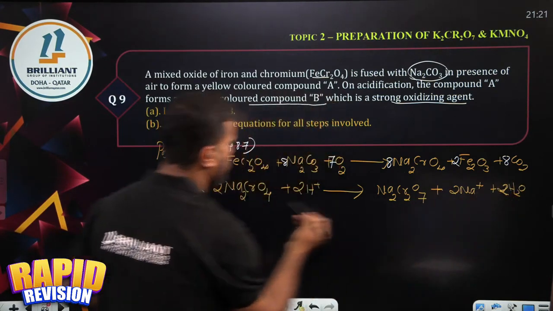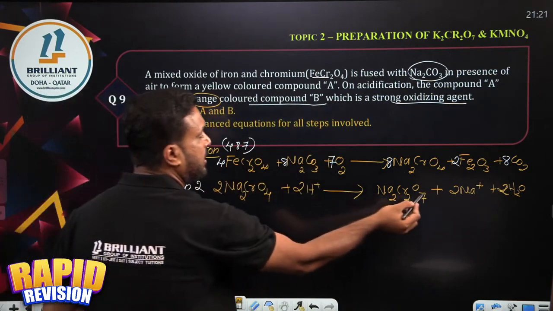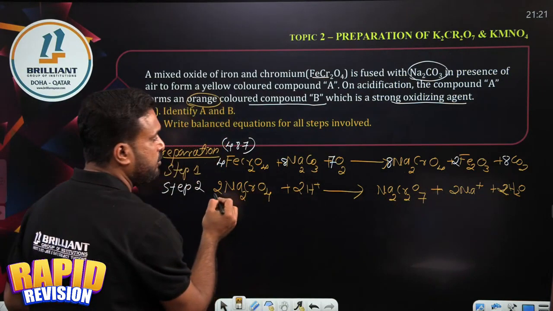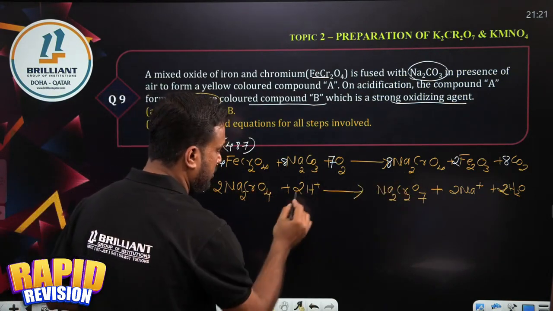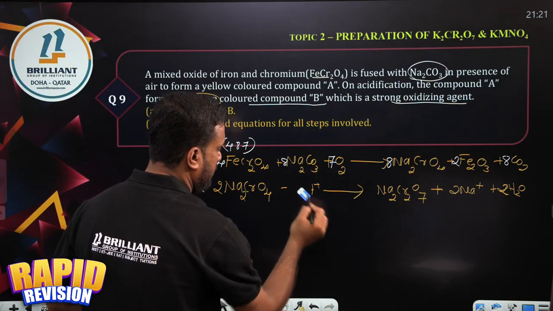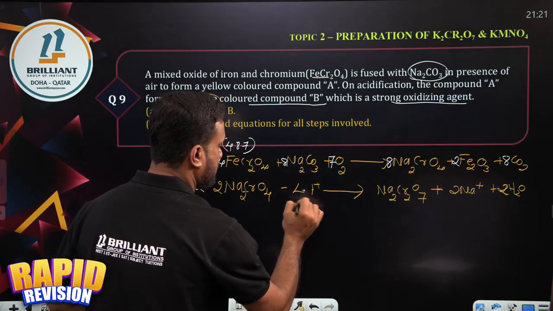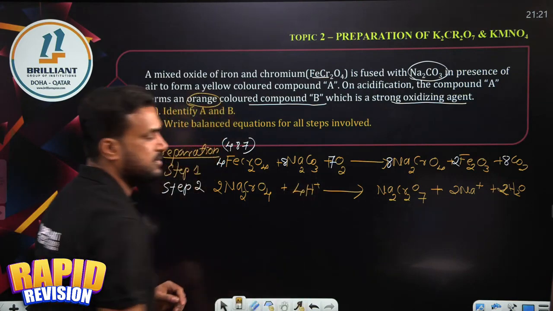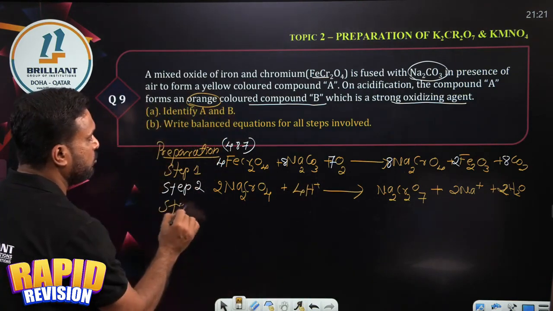I think this is balanced. It's quite easy to balance. 2 Na2Cr2O7, 2 Na+ came, that's why I put it over here. Then 2 H2O means here we have to write 4, so it will be 4H+. I think now it is balanced. Step 3, one more is there. What is step 3?